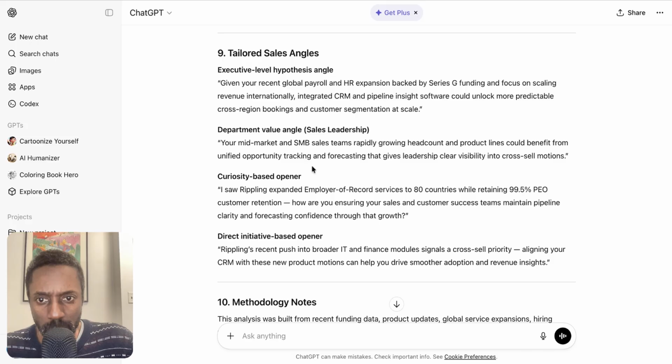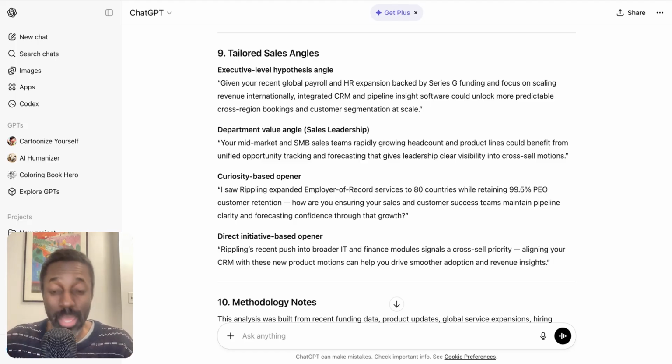It kind of gives you some high-level stuff to reach out to, some kind of like value statements, whether you want a curiosity opener, direct initiative. I saw Rippling expand employee record services, 80 companies. I guess these are kind of messages you can use to reach out to somebody in VP of sales, or maybe talk about, like I said, the Series G funding. But we know from this prompt that Rippling is a good fit. We have reasons why, and a lot of funding going on there, and we can reach out to them.